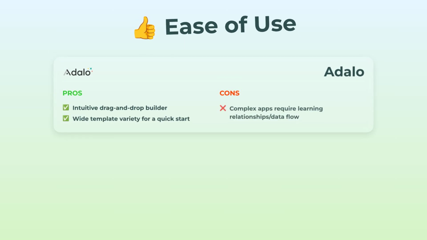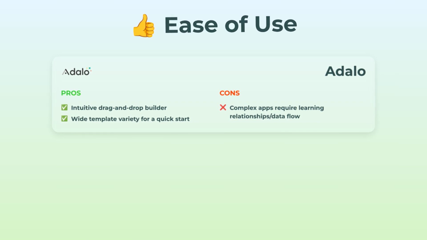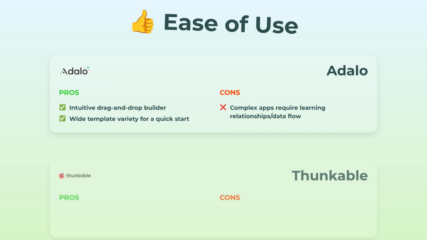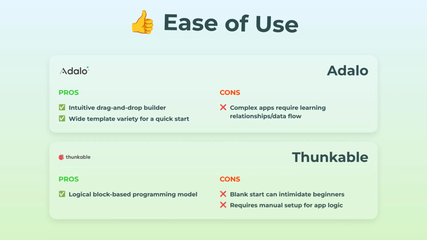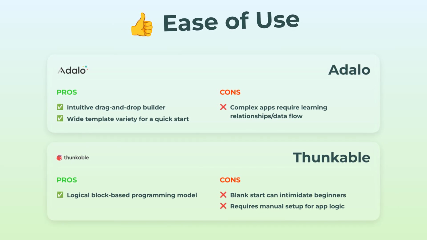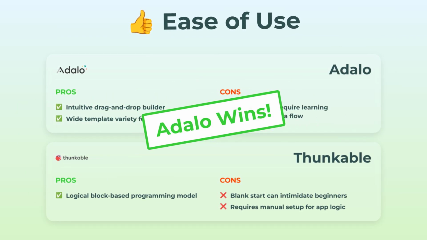Ease of use, so who can you hand this to and actually get results? Adalo's drag-and-drop builder is basically made for beginners, and those wide-ranging templates mean you don't have to start from scratch. That said, if you build more complex stuff, there's a bit of a learning curve figuring out data flows and relationships. Thunkable feels logical thanks to its block-based programming approach, but honestly starting with a blank page can be intimidating, especially for newbies. Everything has to be set up manually, so overall, Adalo's just a tad more welcoming up front.